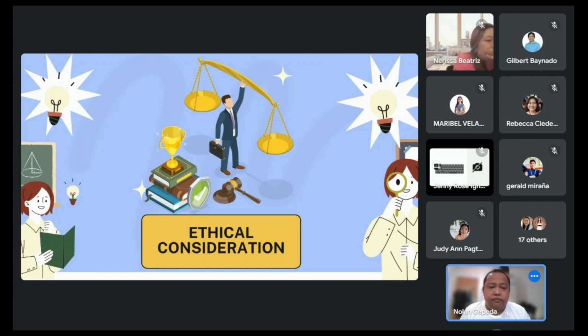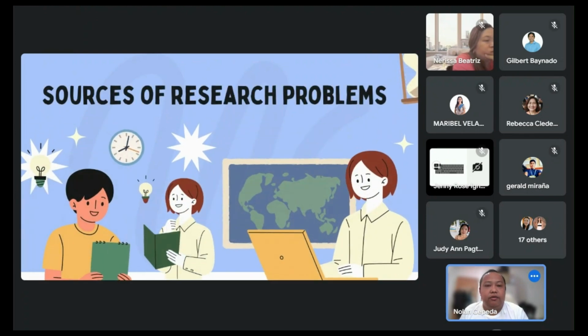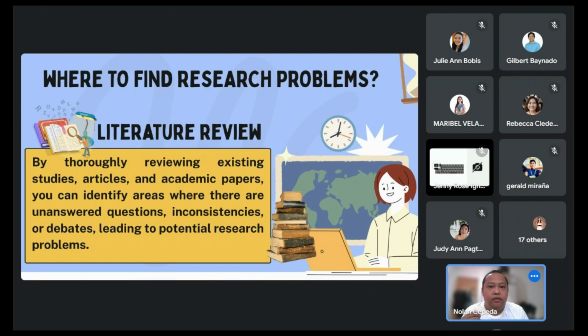The next is about where or how we can find research problems. The purpose of conducting research, diba po, is to provide or suggest solutions to existing problems. So where can we find such problems? The first one is through literature review. By thoroughly reviewing existing studies, articles, and academic papers, you can identify areas where there are unanswered questions, inconsistencies, or debates leading to potential research problems.